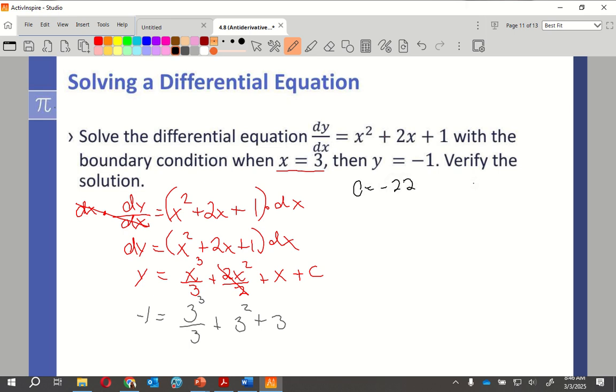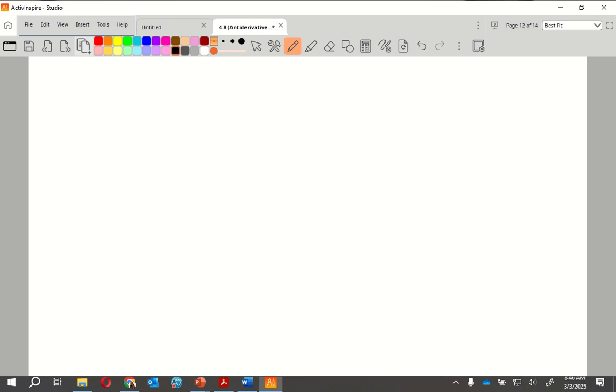And let's put that into my equation. So I'm going to say that y is equal to x cubed over 3 plus x squared plus x minus 22, right? So this is my particular solution. That's a particular solution. That's going to be the solution for that whole thing, because it gives me the point in which that's going to help me out with the constant.